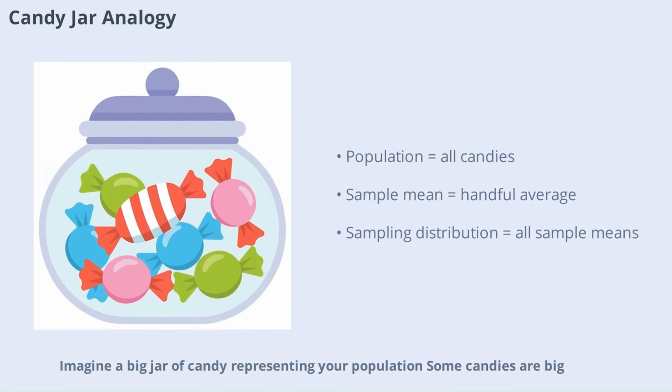Imagine a big jar of candy representing your population. Some candies are big, some are small, and a few are giant. The average size of all candies in the jar is the population mean. Since you can't measure every candy, you take a handful, say 50 candies, find their average size, and write it down. You repeat this process each time, recording the average. The collection of these averages forms the sampling distribution of the sample mean.